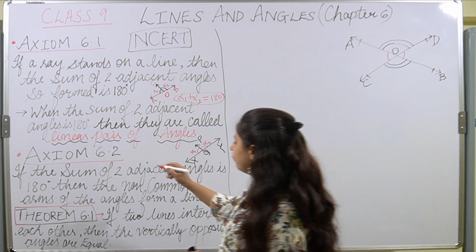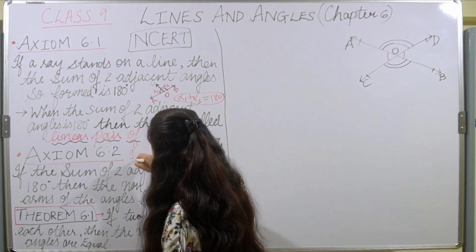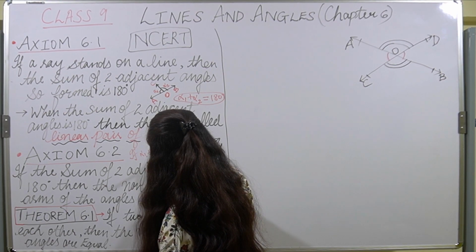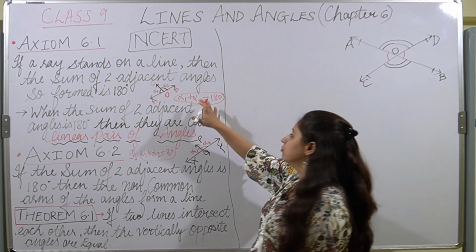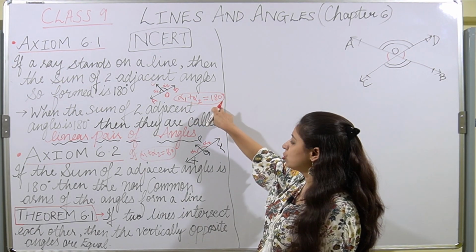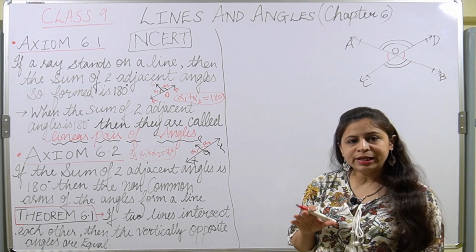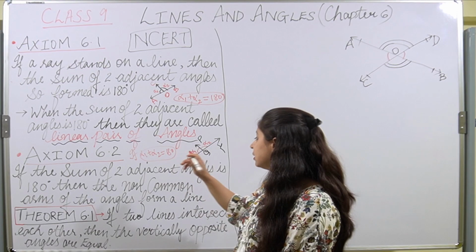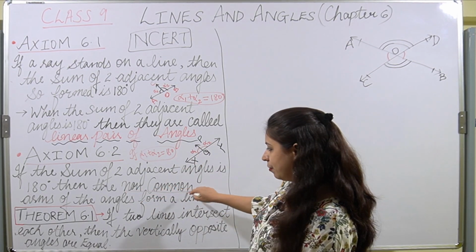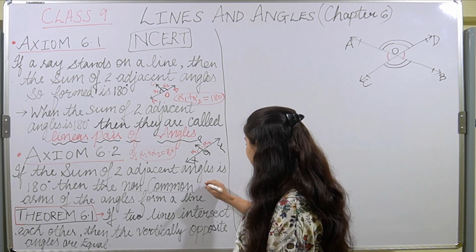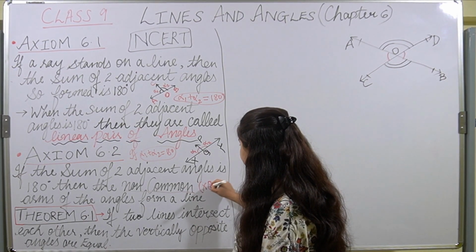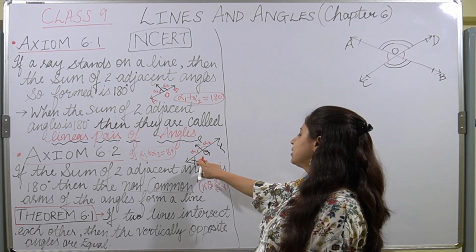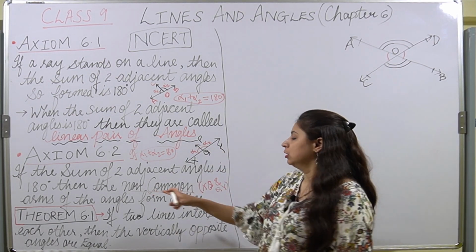So they are saying, if alpha 1 plus alpha 2 is equal to 180 degrees, and over here it is already given in axiom 6.2 that alpha 1 plus alpha 2 is equal to 180 degrees, then the non-common arms are XQ and QY. They form a line.